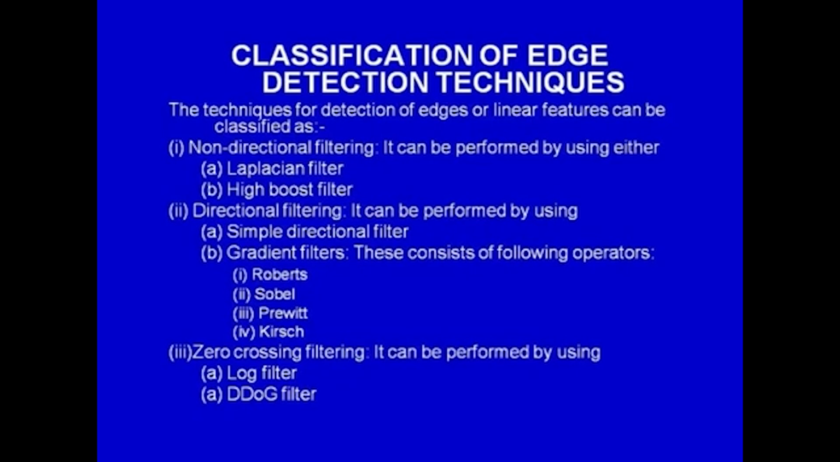Second, directional filter. It can be performed by using a simple directional filter or gradient filters, which may consist of the following operators such as Roberts, Sobel, Prewitt and Kirsch. Third is zero crossing filter. It can be performed either by using a LoG filter or DoG filter.